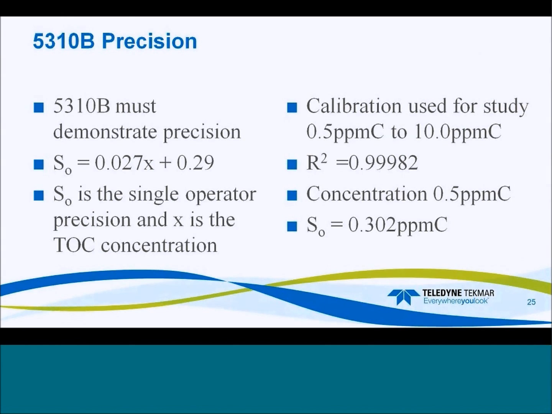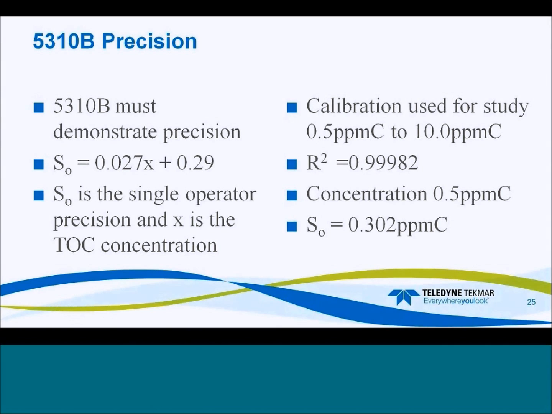So I mentioned before we analyzed the salt samples with 5310B, and the 5310B asks for precision between your samples. And so the equation is on the left-hand side of the slide. It's 0.027x plus 0.29, and this is the operation for a single operator, this is the precision that we like to see.